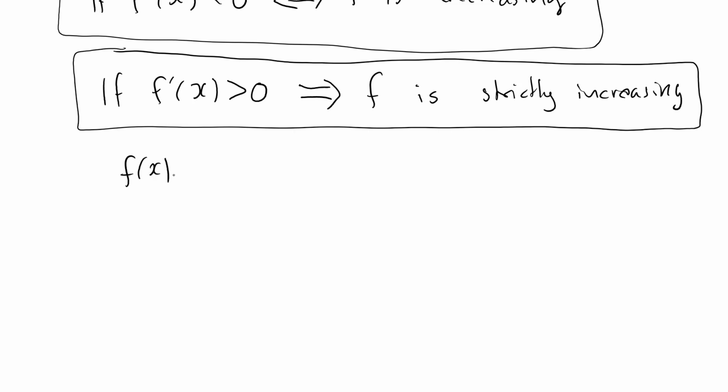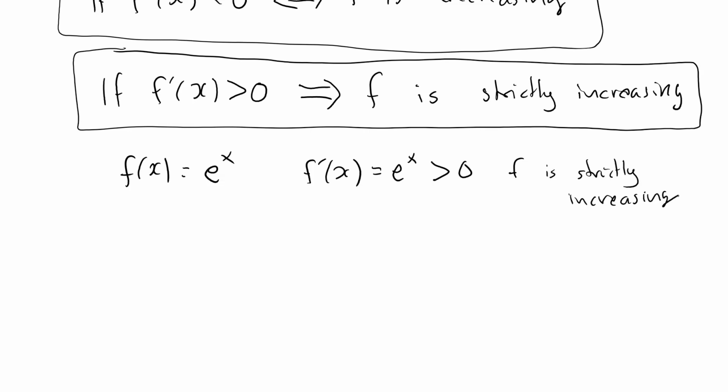So let's say I have a function f of x equal to e to the x. This function will be strictly increasing. How do I prove that? Well, all I have to do is to find the derivative. The derivative of e to the x is just e to the x. We know that this is strictly positive. A power with a strictly positive base must be strictly positive no matter what the exponent is. So the exponential function is indeed strictly increasing.